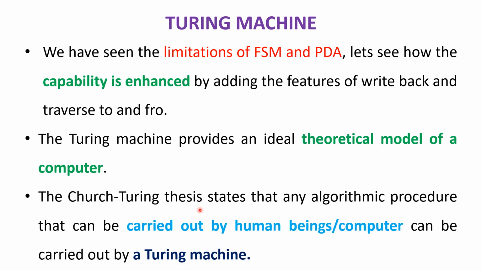The Church-Turing thesis states that any algorithmic procedure that can be carried out by a human being or a computer can also be carried out by a Turing machine.